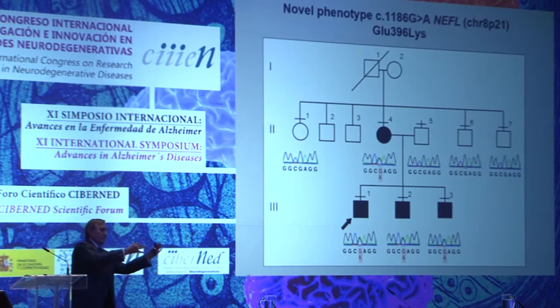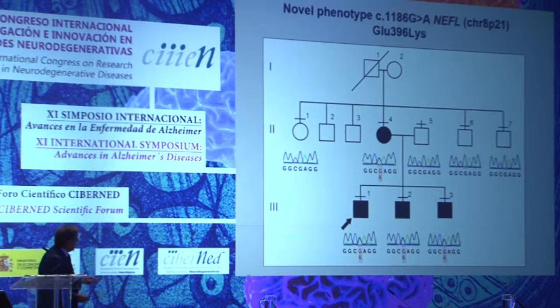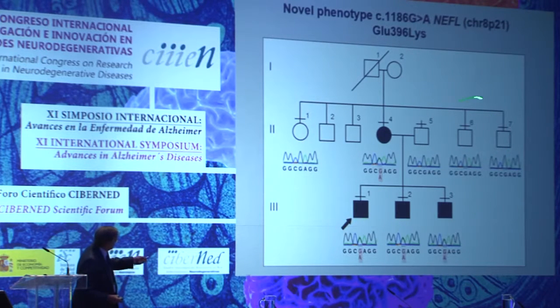Now, I will focus on the family we have studied in the last 2 decades. This pedigree comprises 4 affected individuals: the proband, 3-1, 2 brothers and his mother, and we also examined 4 affected members of the second generation. We include here the electropherograms showing a change G to A in position 1186, giving rise to a mutation, glutamic acid 396 to lysine. Later on, I will explain the genetic strategy followed in this family.